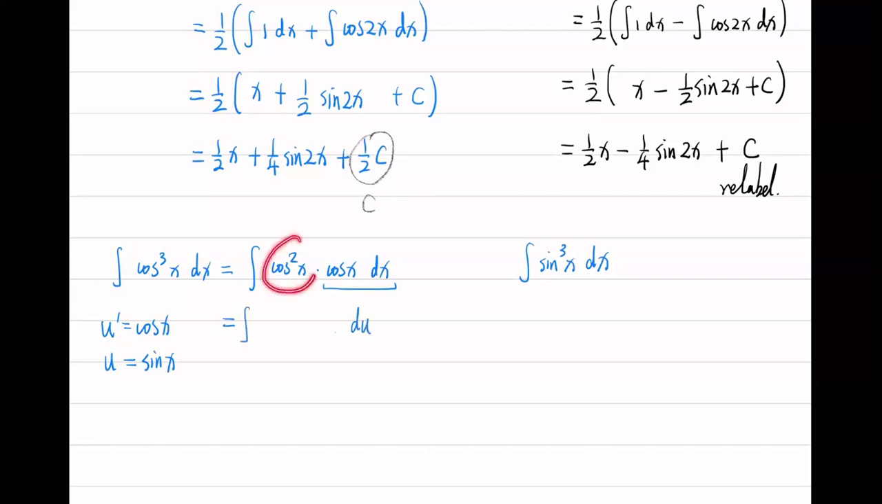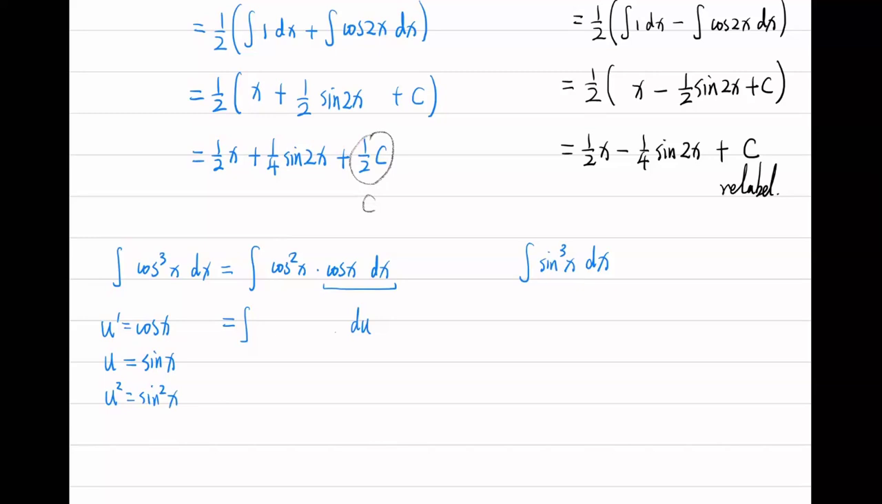Now cosine square. Could we represent this as a function of u? So okay, now what would you do? u is sine x, cosine x. How do we go from cosine square x to some function of u? Okay, so we have this cosine square. So u is sine, what's u square? Easy, sine square.